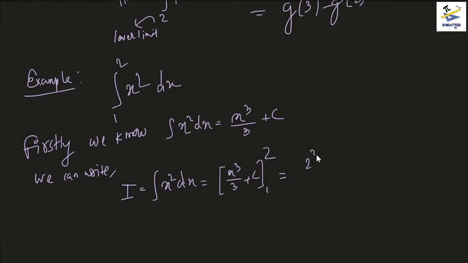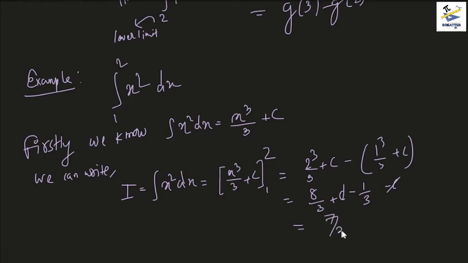So put in 2, we get 2 cubed by 3 plus c, and put in 1, we get 1 cubed by 3 plus c. So what we have is 8 by 3 plus c minus 1 by 3 plus c. The c's get cancelled off, and it will always get cancelled off in the case of definite integrals, and the answer would be 7 by 3. As you can see, this represents a number, which is 7 by 3.